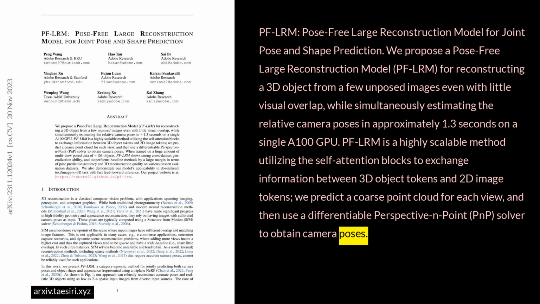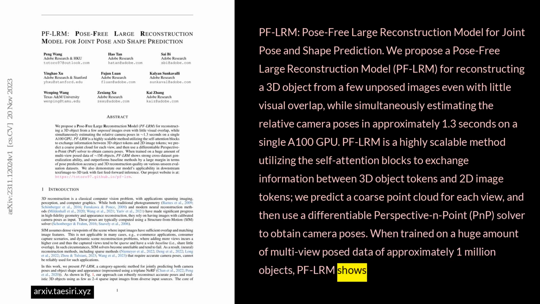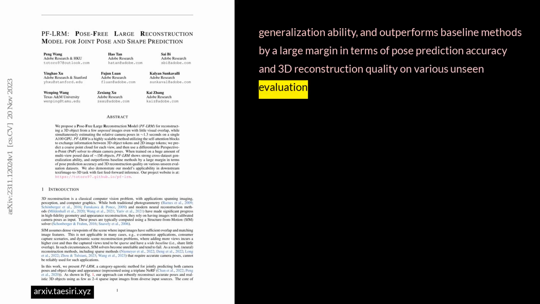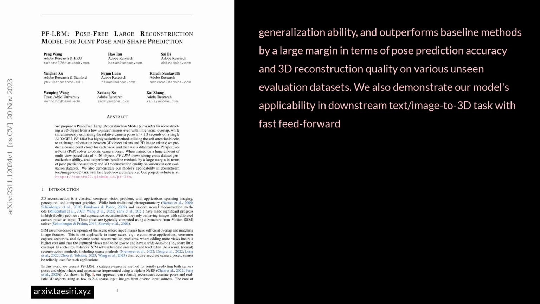obtain camera poses. When trained on a huge amount of multi-view posed data of approximately 1 million objects, PF-LRM shows strong cross-dataset generalization ability and outperforms baseline methods by a large margin in terms of pose prediction accuracy and 3D reconstruction quality on various unseen evaluation datasets. We also demonstrate our model's applicability in downstream text/image to 3D tasks with fast feed-forward inference. Our project's website is at the project's website.